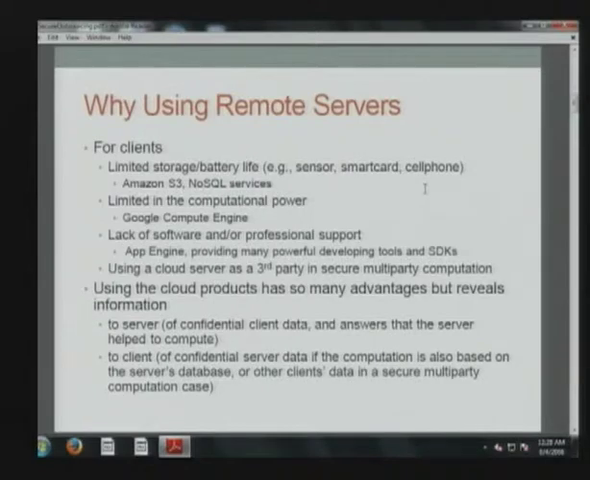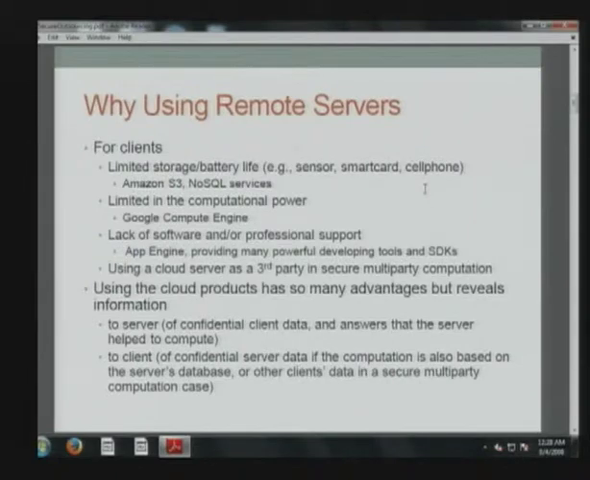So, why do people use remote servers? I think there are a lot of reasons. Clients who have very limited storage or battery life, such as sensors, smart cards, and cell phones, don't have the ability to store a large database locally. That's why they want to use Amazon's products such as S3 and other NoSQL services. They want to store their data at a cloud server, and later access the server to retrieve their data.